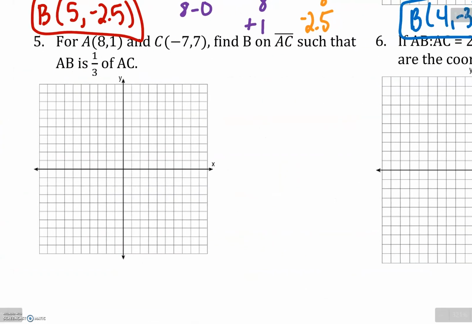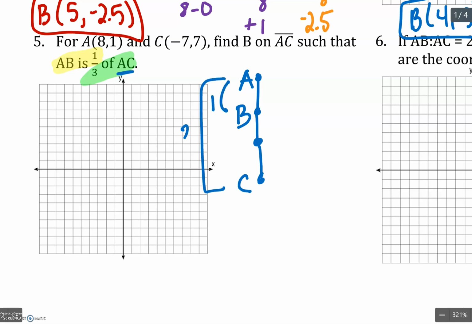Number 5 is similar, but the setup is a little different in the wording. It says that we have A and C, and we're finding point B on AC such that AB is 1/3 of AC. That means A to B is 1 unit, and A to C is 3 total. So A to B is 1 out of 3 total. That phrasing is a little different because that means we really only have 3 segments. We're dividing it into 3 parts.